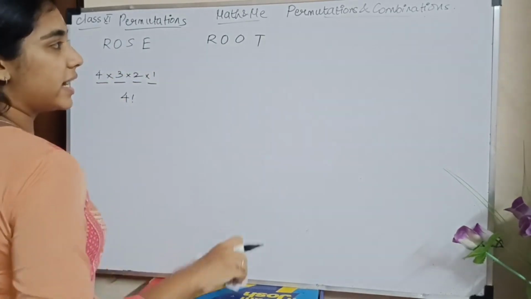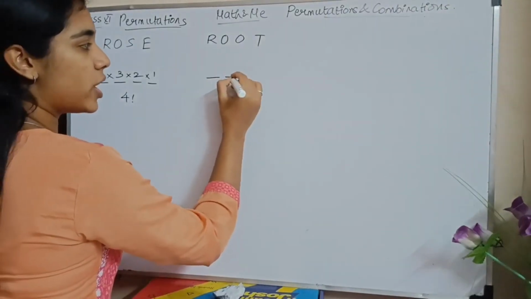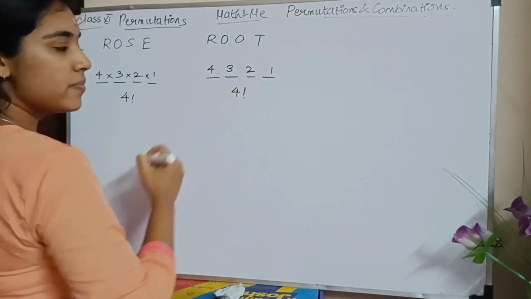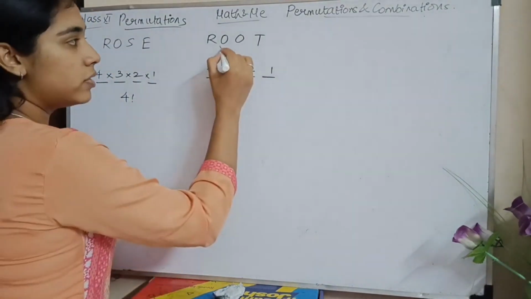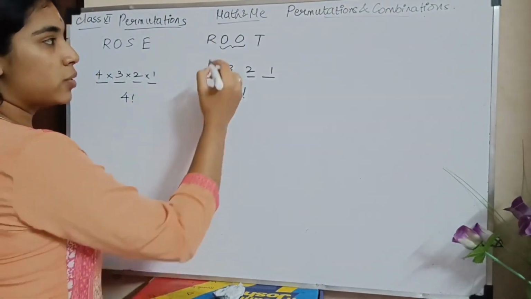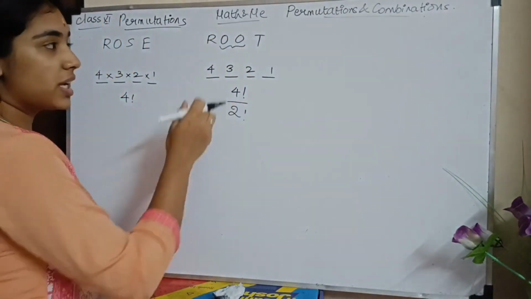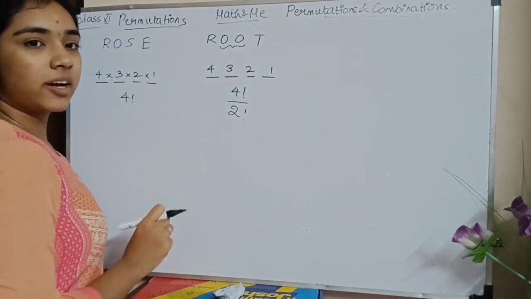But in the places, what will I have? 4 options. So I have 4 places. So it will be 4, 3, 2, 1, which will be 4 factorial. But you have 2 O's. So what do we do with the 2 O's? The number of O is 2, so divided by 2 factorial. So however many repetitions there are, that many factorial, right?